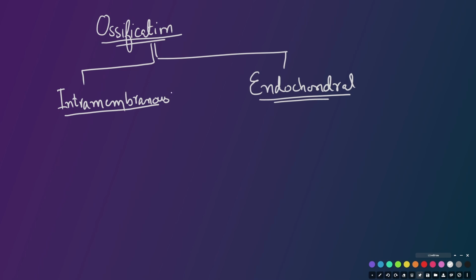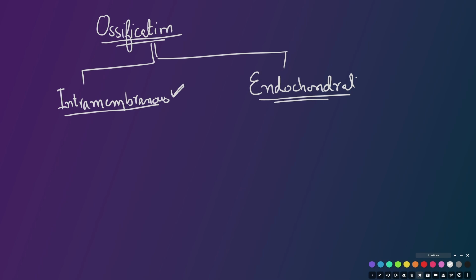Of course, the intramembranous is phylogenetically, or you can say from an evolutionary point of view, a more primitive type of ossification, and endochondral ossification is a relatively modern type of ossification. But why do some bones undergo intramembranous ossification, and why do other bones undergo endochondral ossification? That will be the theme of this lecture, and this lecture will be highly conceptual.